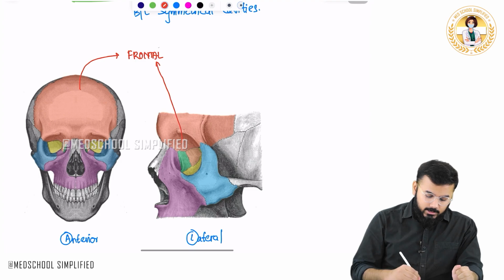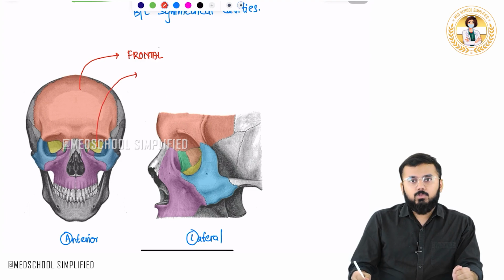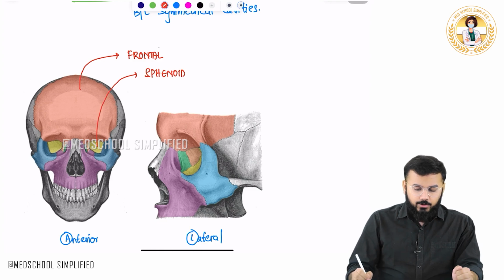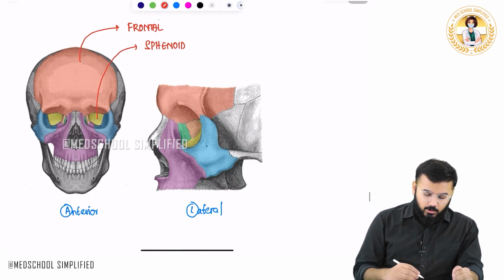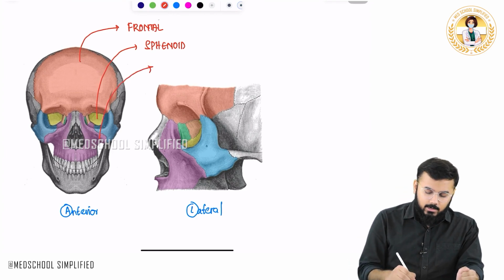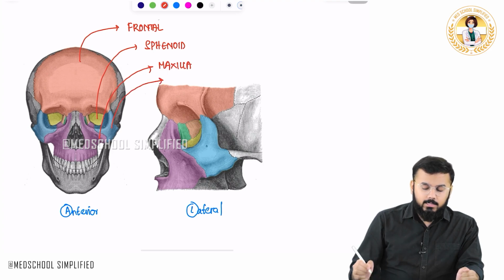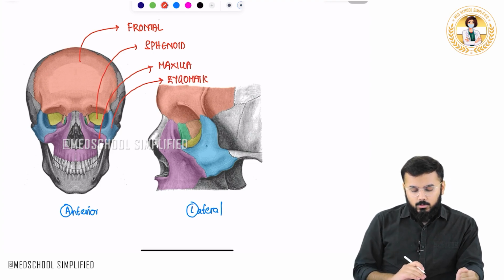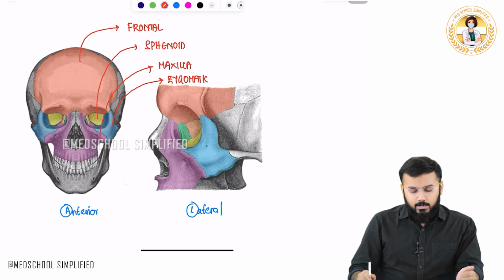After the frontal bone, you see this yellow color bone over here, which is called your sphenoid bone. Now after this sphenoid bone, this grape color bone over here is called your maxilla. All of you know that this is the maxilla. Next you see another bone in blue color. This is called your zygomatic bone. These are the things that can be viewed from the anterior side very clearly.